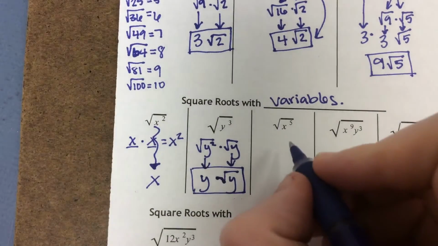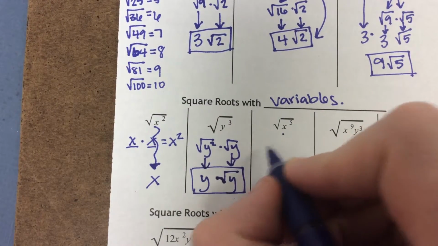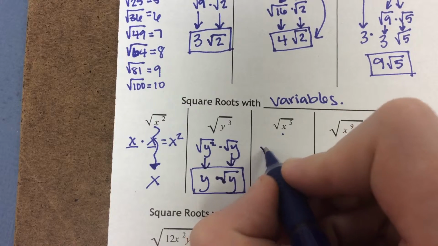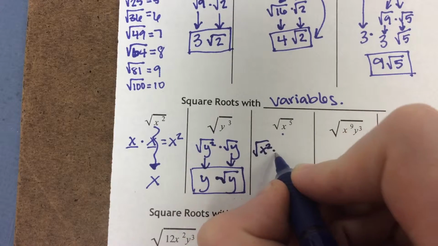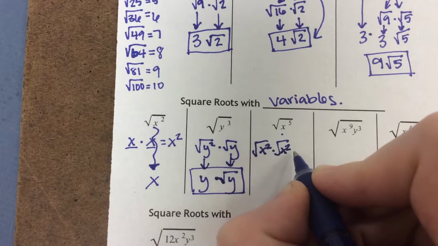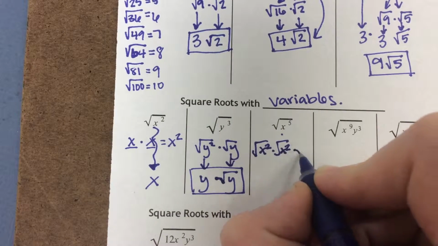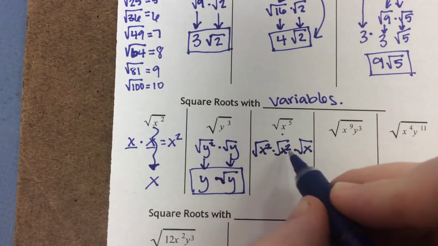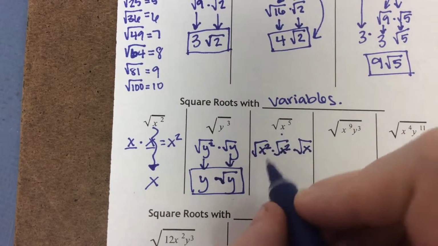Okay, and we're going to do x to the fifth. Let's break up x to the fifth. If you break it up in squares, you get x squared times the square root of x squared times another square root of x squared. That's x to the fourth times another square root of x. X squared times x squared times x would give us x to the fifth.